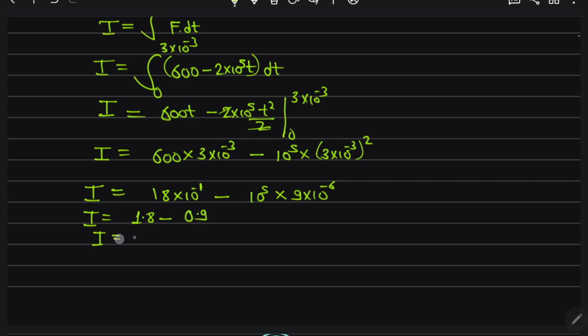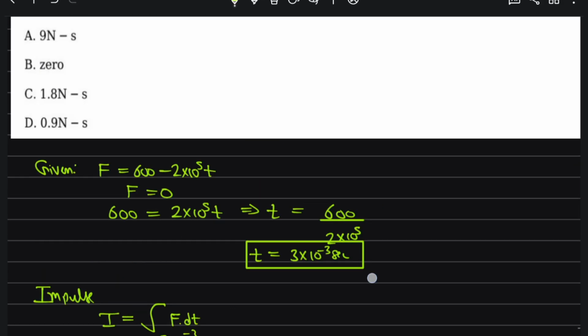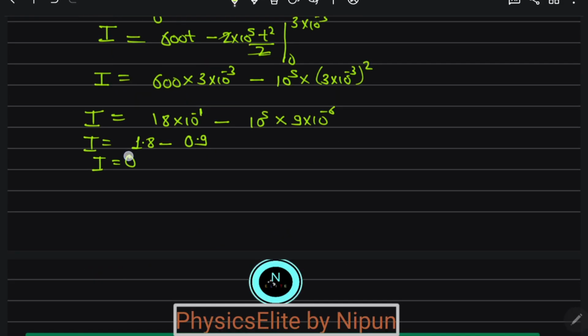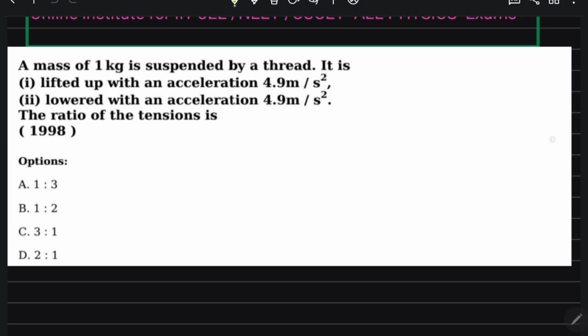So impulse comes out to be 1.9 minus 0.1.8 minus 0.9. So this comes out to be 0.9, option D, 0.9 Newton second. So which option? Option D is correct. So now I proceed for a next question.